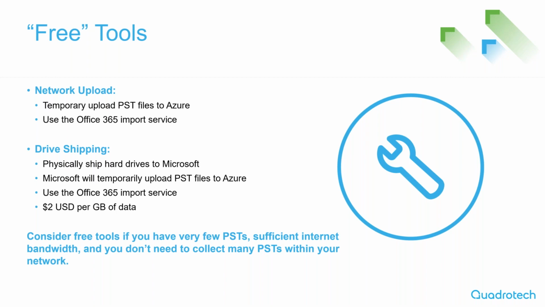And you can also use drive shipping. That really means you copy the PST files to, for example, a BitLocker encrypted hard drive, and then physically ship the drive to Microsoft. Microsoft will then upload the data to the temporary Azure storage location, and you can also import the data in the Office 365 admin center to your mailboxes. And drive shipping costs $2 per gigabyte of data.